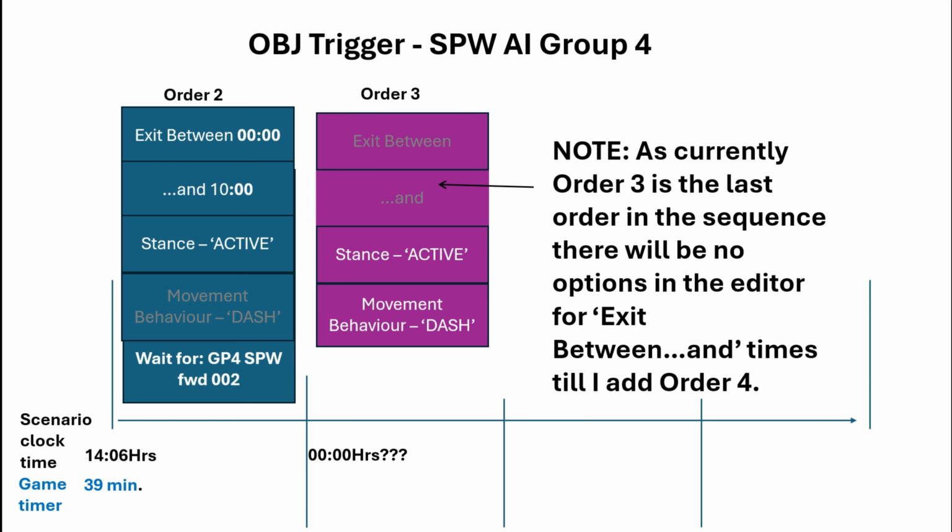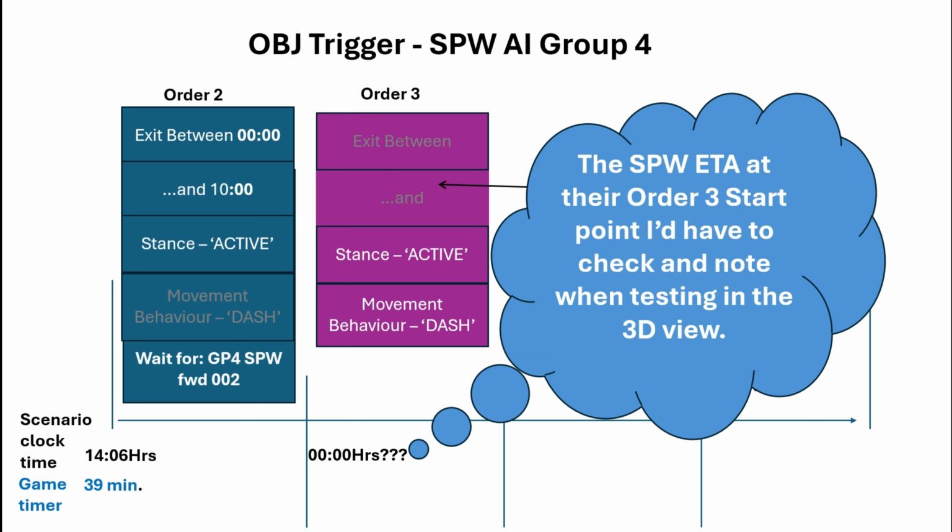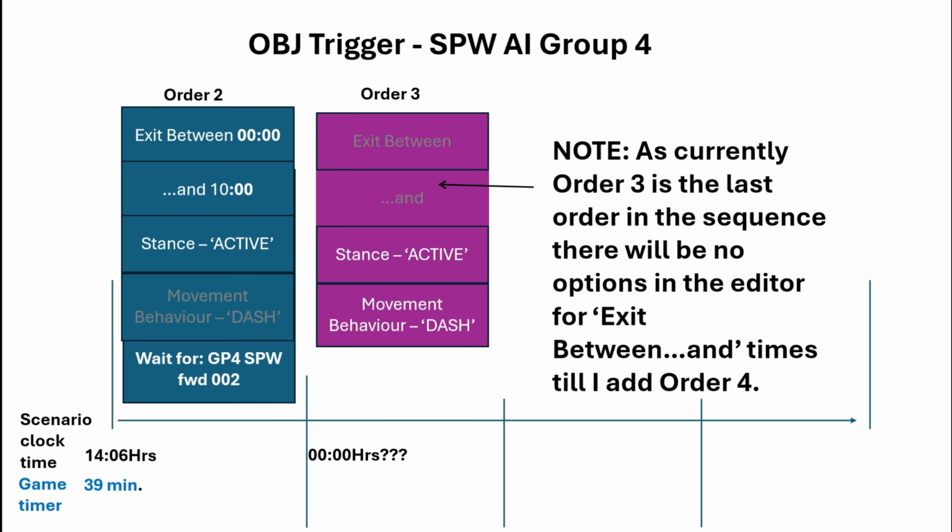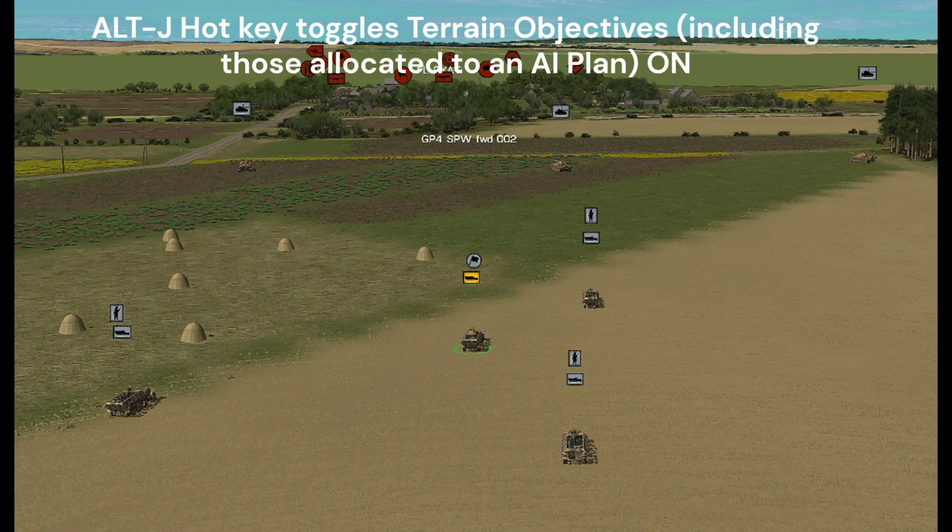So let's see how it all works out. We start where we left off with 40 minutes on the scenario timer or 14:05 hours on the clock. The Panthers are hull down and the SPW are in full defilade in their wee hollow. If we hit the Alt-J hotkey, that's toggle show objectives, we'll not only see the terrain objectives I've allocated, but also the AI objective trigger.